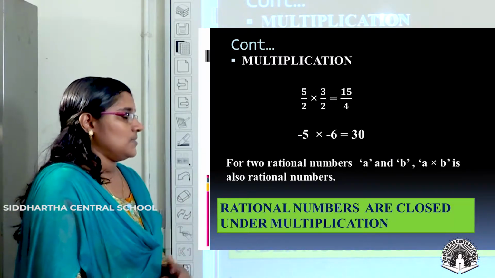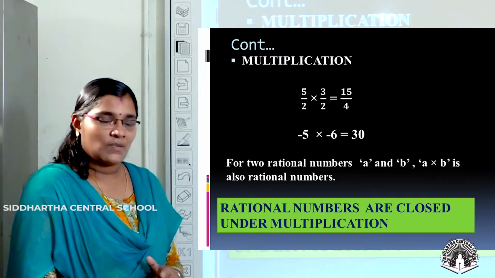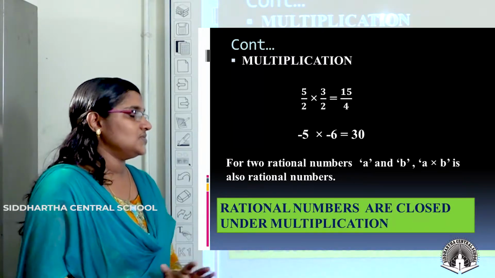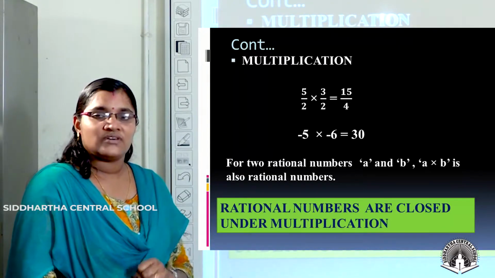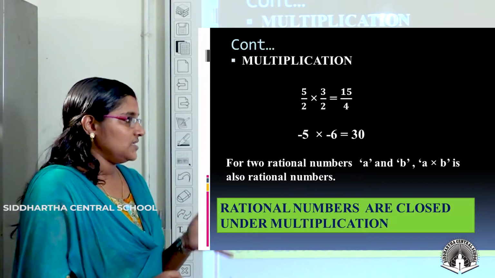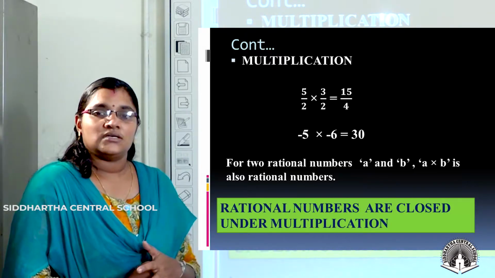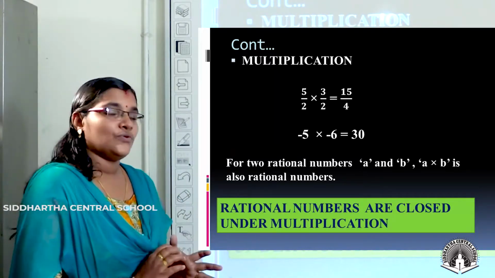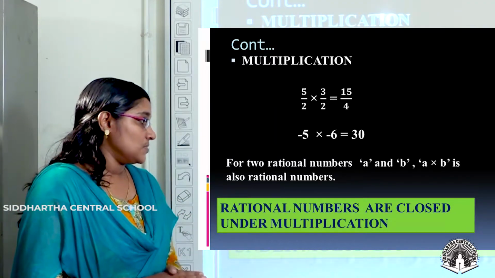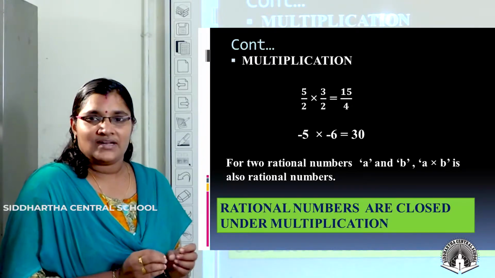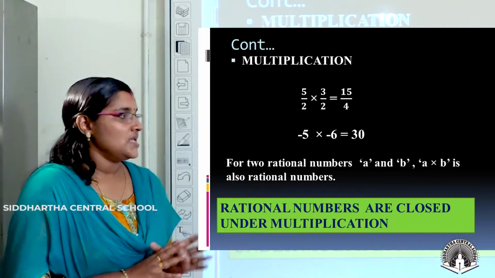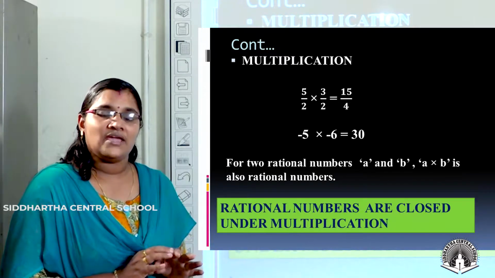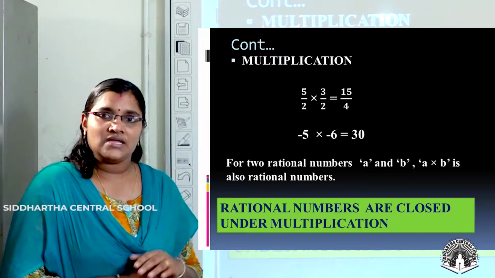Then another example, minus 5 into minus 6. So the answer is what? 30. Minus 5 is a rational number, minus 6 is a rational number, and 30 is also a rational number. So we can say that for any rational numbers a and b, a into b is also a rational number. If we are multiplying, we will get a rational number itself.